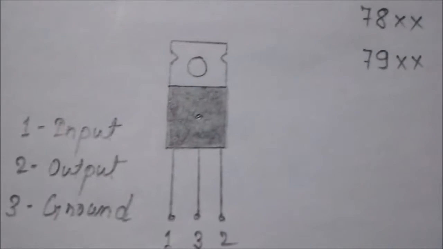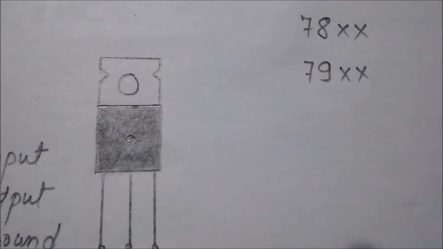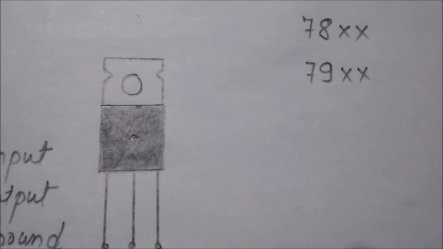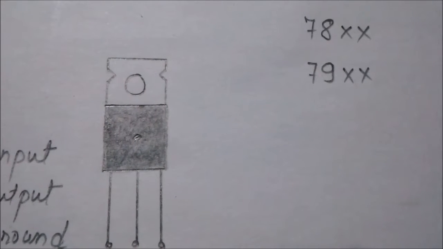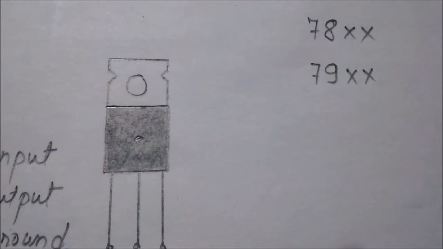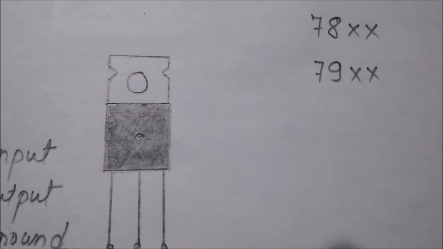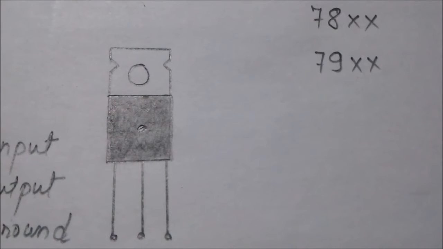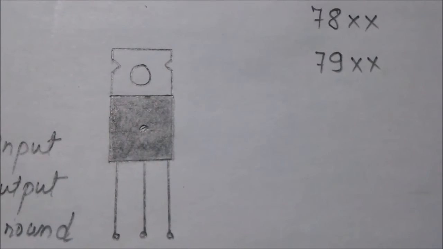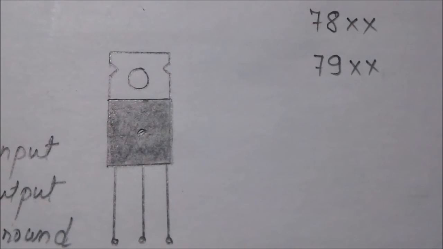There are 2 families of voltage regulators. The first one is 78XX. It is for positive voltage, and if it is mentioned as 7805, it means it will provide a positive 5 volt constant voltage. And another family is 79XX. It means if 7905 is mentioned, it gives a negative 5 volt constant DC voltage at the output end.